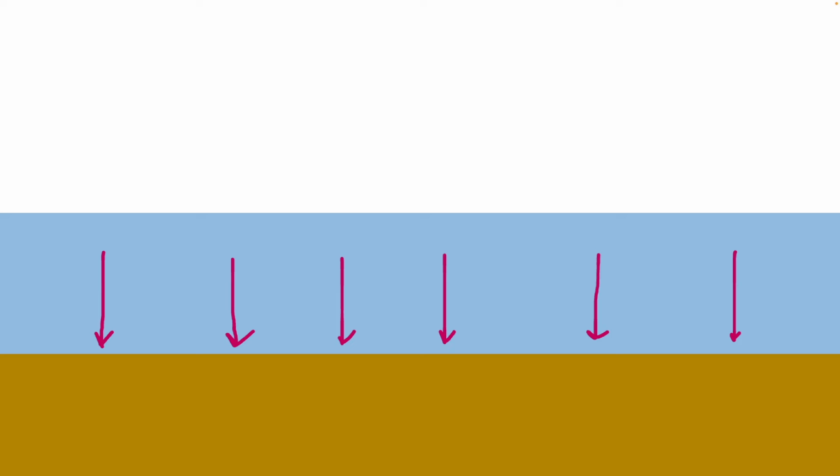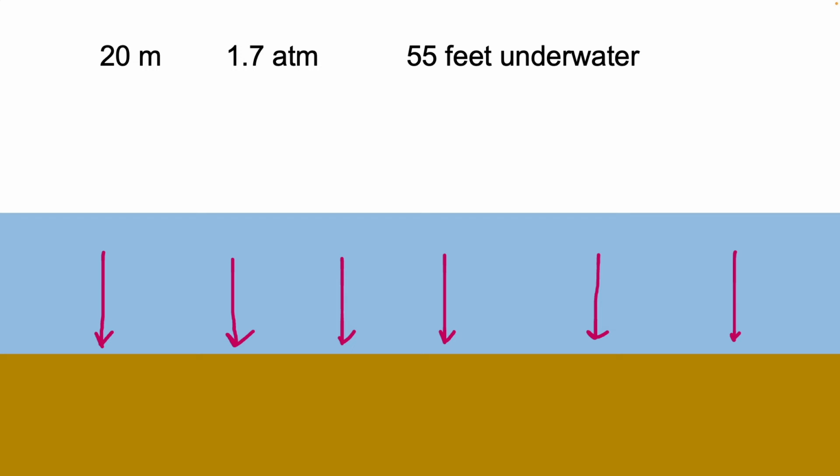And just to give you an idea of how much pressure there might be, if you have a 20-meter thick glacier, which is not a very thick glacier at all, the pressure at the bottom would be about 1.7 atmospheres. And that's like diving down 55 feet underwater.